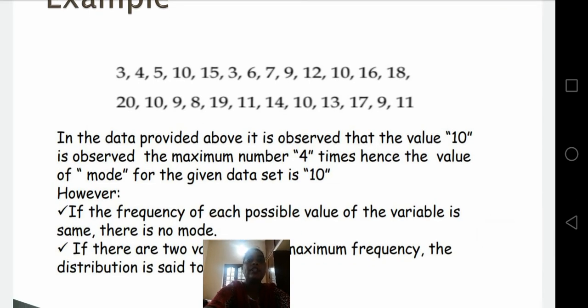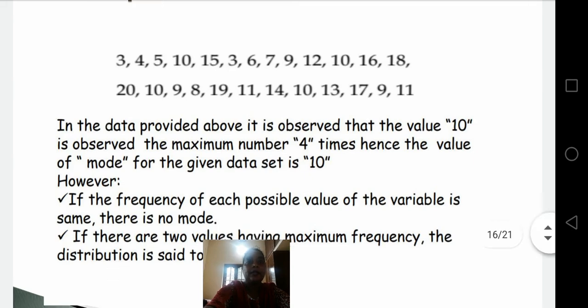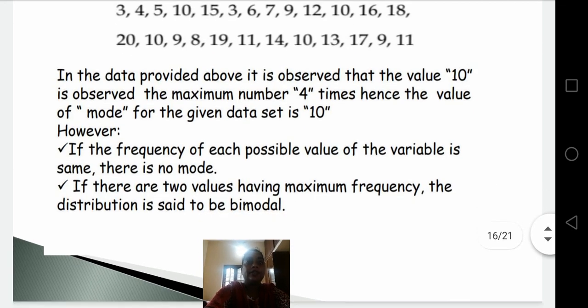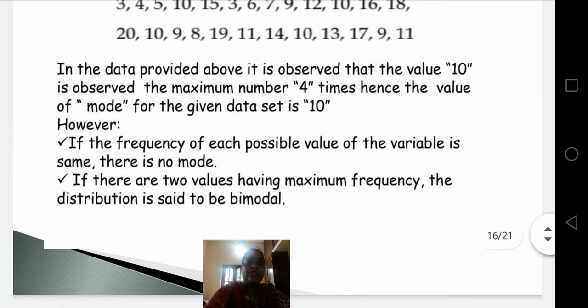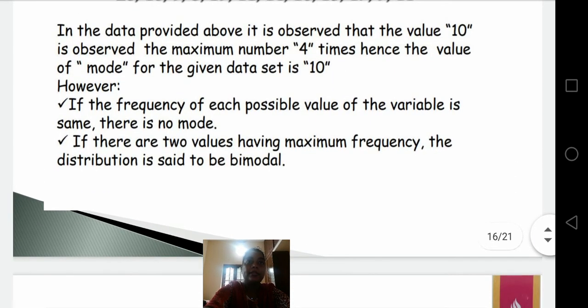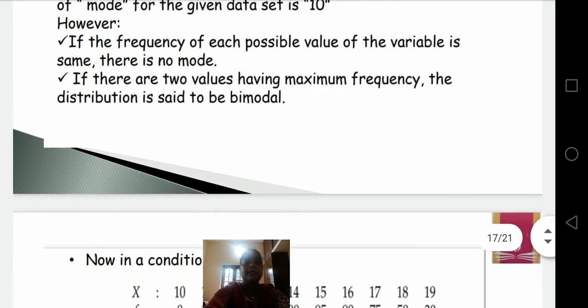Hence the mode for this series is 10. That is by inspection, of each possible value. And if there are two values, then we can say that 10 and 11, and it is bimodal.